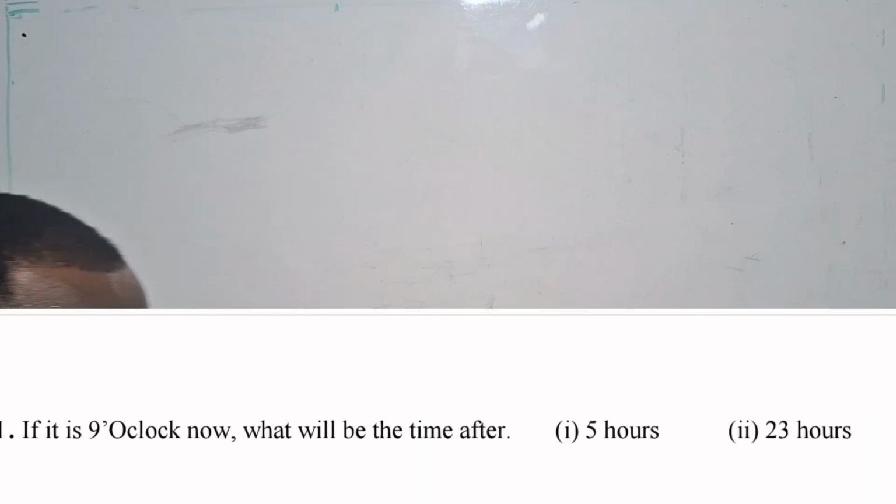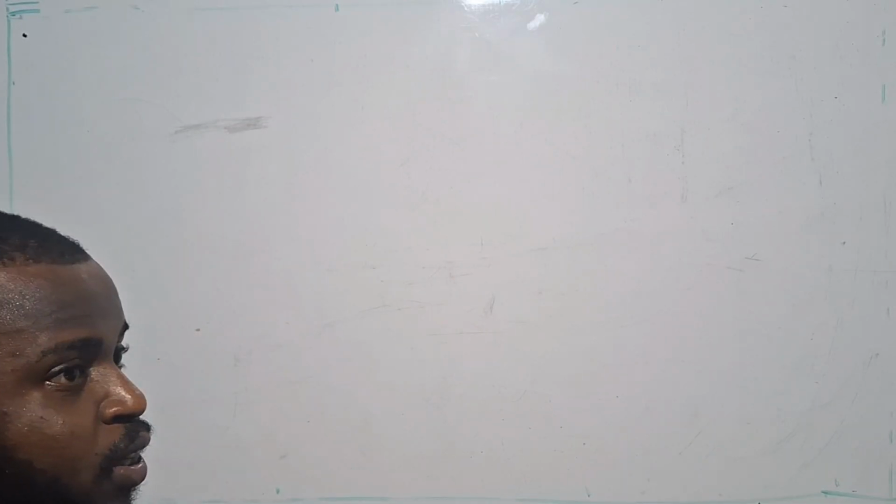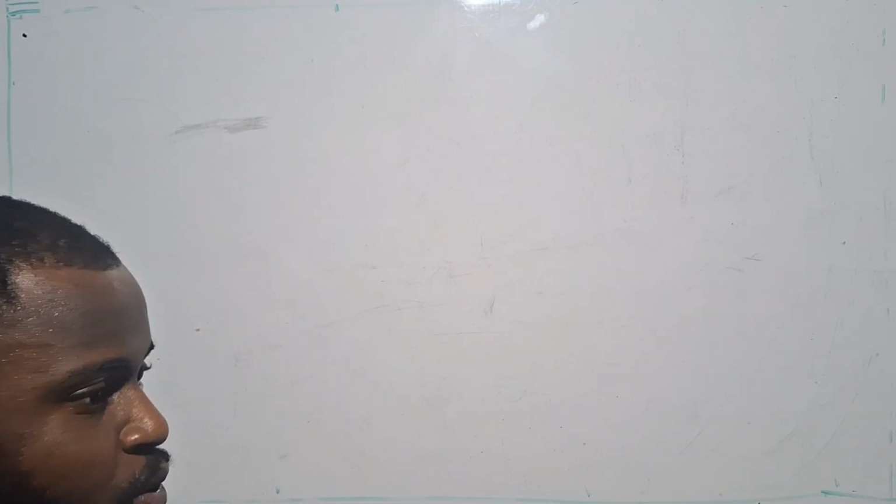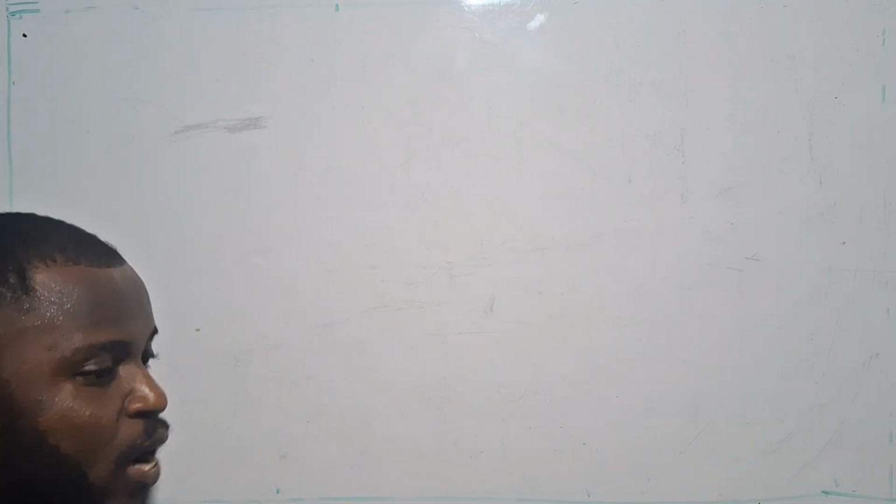So our first question on the screen says that if it's 9 o'clock now, what will be the time after 5 hours? Then 23 hours. If it's 9 o'clock now, you can just solve this by adding on your hands. But we are going to use modulo arithmetic to calculate for the time.